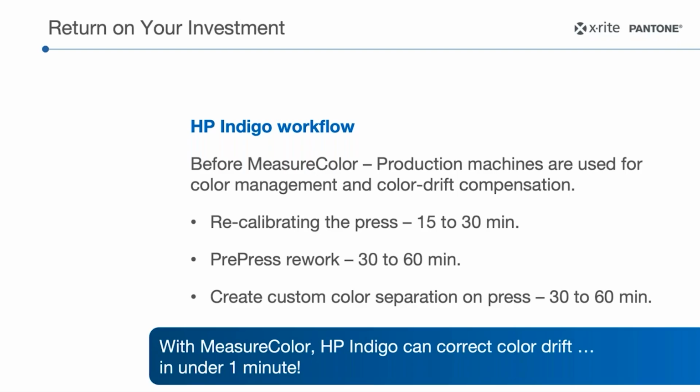for color drifts. With MeasureColor on the HP Indigo, we can compensate for color drift in less than a minute, and finding the right spot color in an OGV and CMYK OGV combination is done in prepress, but not on a production machine, because your production machine is there to produce. And if you can maximize the uptime of your production machine, then you have process efficiency.